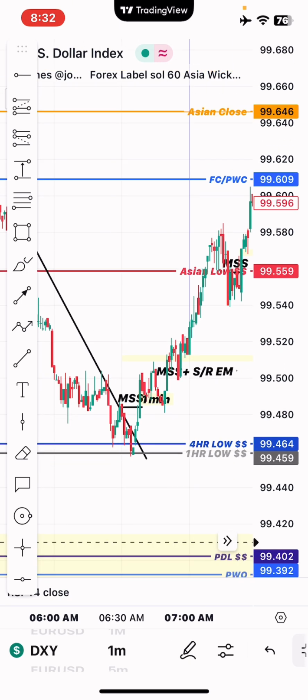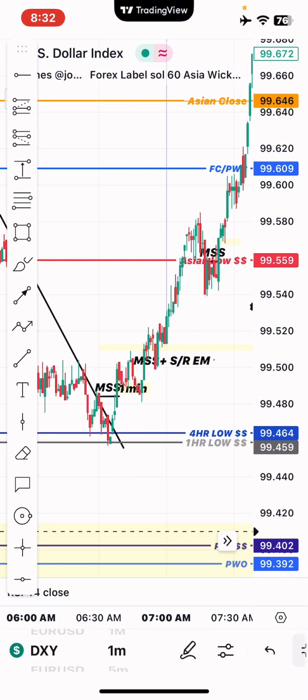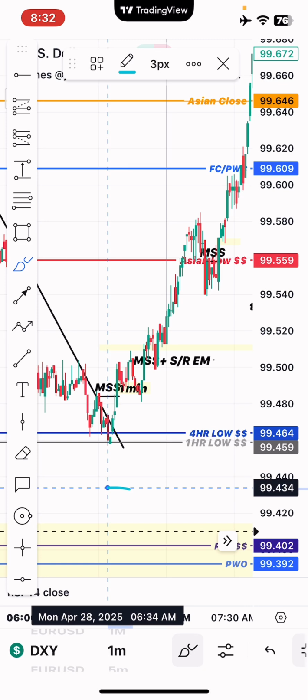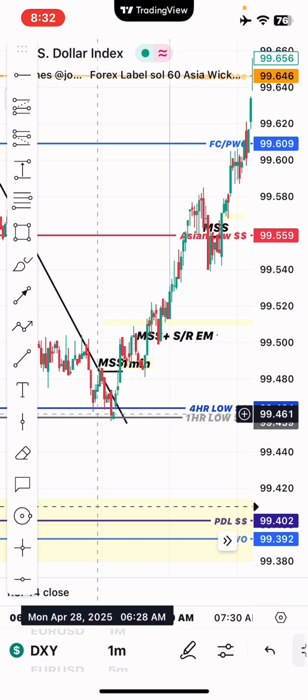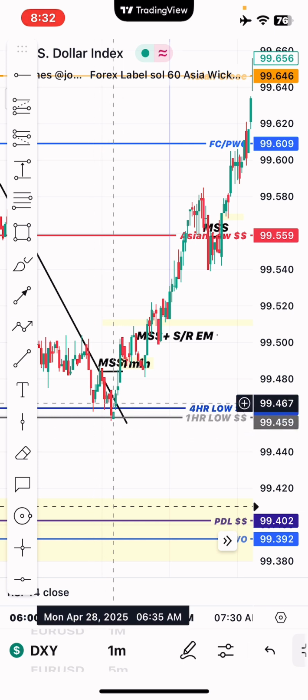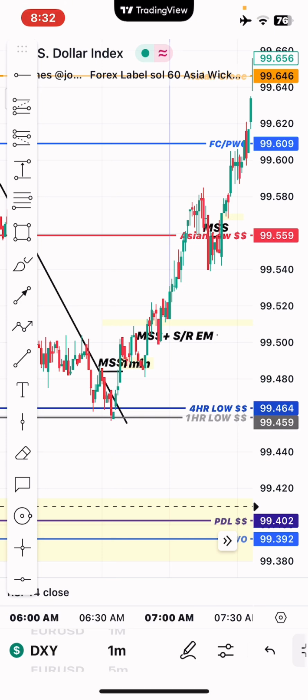So when price after, you can see that this is the time that price grabbed liquidity. The time that price grabbed liquidity on the 4-hour and 1-hour low was around, because everything works with time and price. Price works with time and time works with price. So this is around 6:35 a.m. So you can see the order flow here.